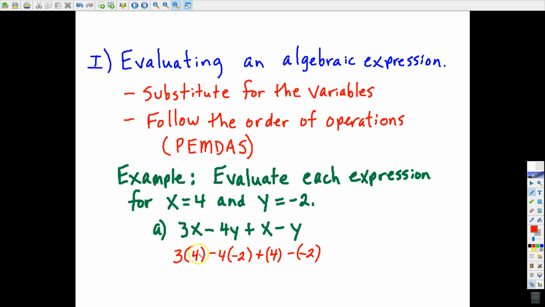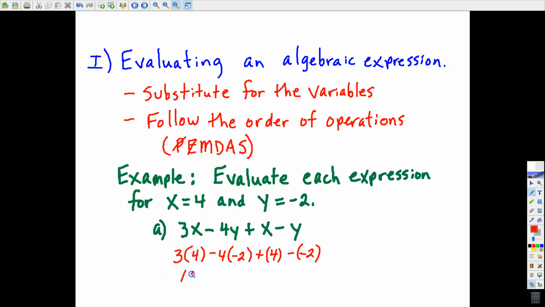Well, I don't have any operations contained in parentheses. These are just single numbers in parentheses. Operations would mean addition, subtraction, multiplication, or division. So I can skip over the P. I don't have any exponents in this expression. I do have multiplication, don't have division, but as I move from left to right, I'm just going to take care of all the multiplication.